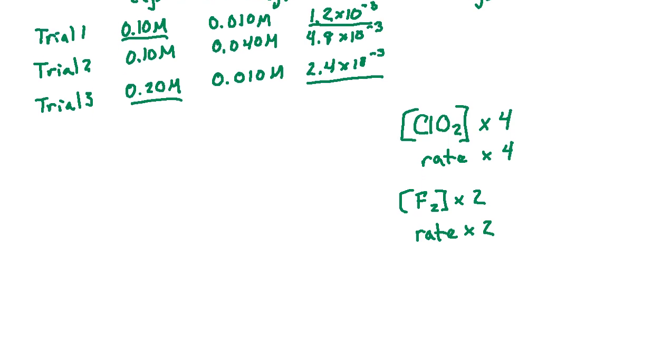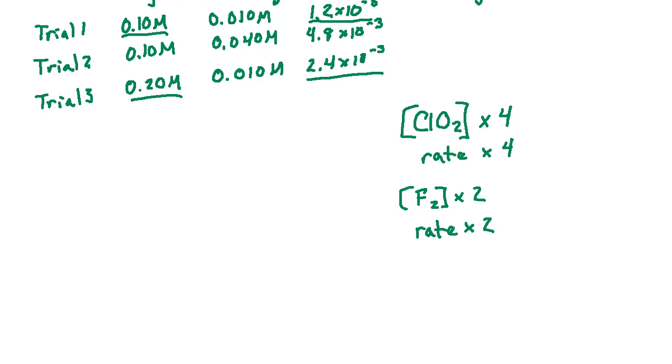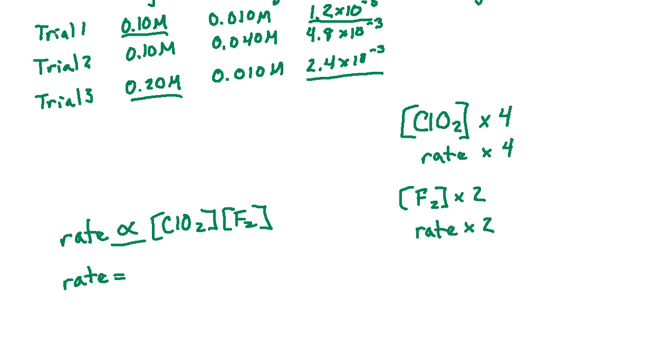So how can I write or express this? I have the concentrations, right? So what I can say is the rate is going to be equal to, all right, now the question is, what do I do? Well, it's proportional to the ClO2 and the F2. That's what the rate is proportional to. So if I say proportional, that means that as the concentrations of both of these decrease, I'm going to see a decrease in the rate.